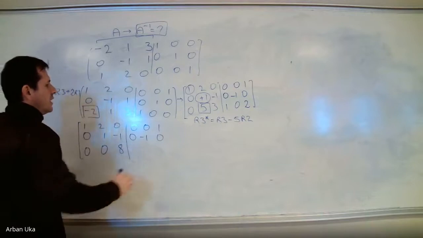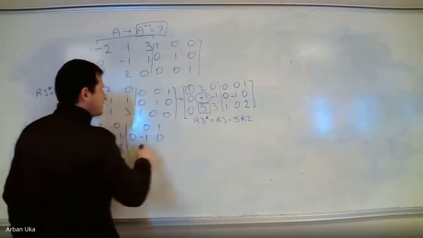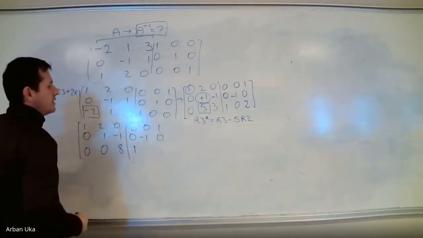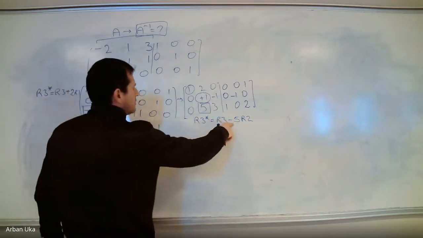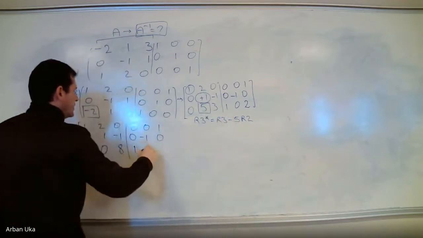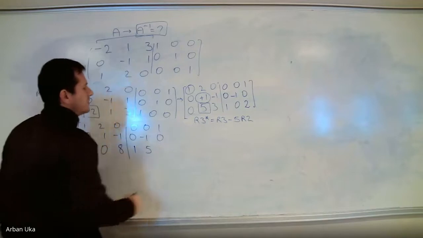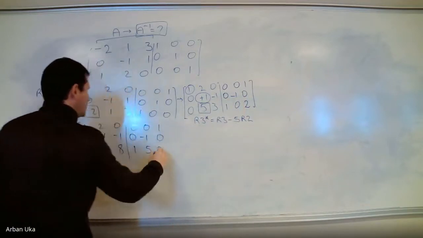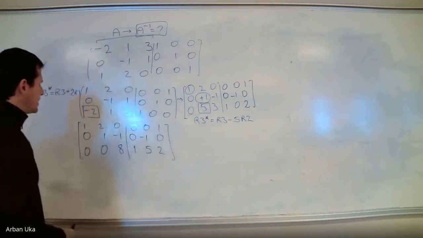And then we have row 3 minus 5 times this, which is 1. 0 minus 5, we get 5. And then we have 2 minus, this is 2. Okay, what is the next step?